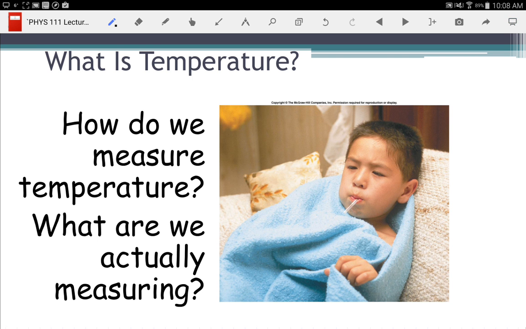How does a thermometer like that work? What happens when you stick it under your tongue? Surely you've done this, right? What happens when you stick it under your tongue? I'm asking a very simple question. I'm not trying to ask anything that's complicated.